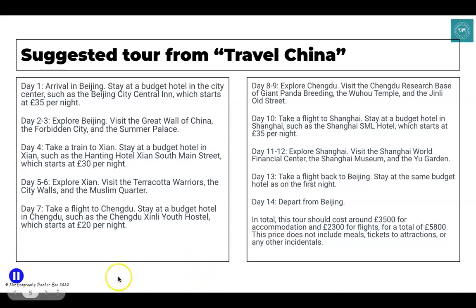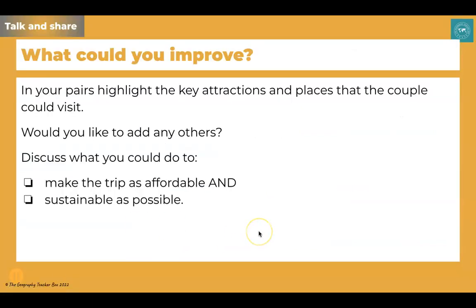So the first thing I'd like you to do is make sure you've got a printout of that tour, and you're going to try and highlight some of the key attractions on there. Now, you don't need to do all of the ones that are on there, and you might also have some other ideas that you want to include as well. So you need to have a list of attractions that you think it might be good for the couple to go and visit. And then you're going to try and accommodate as many of those into your tour.